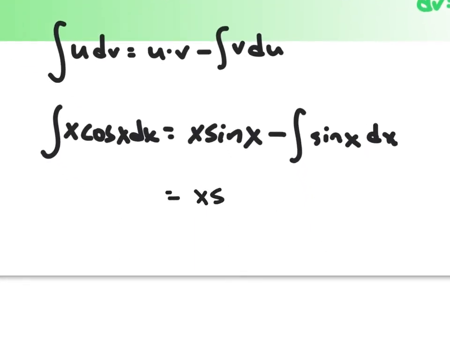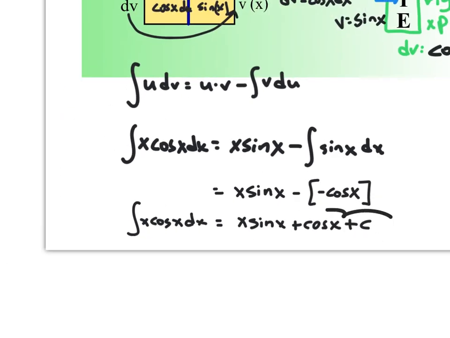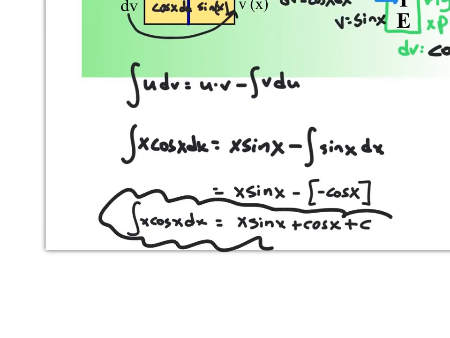So nothing changes with uv, but the integral of that would be negative cosine of x, and that would be x sine x plus cosine x. That would be our integral of x cosine of x dx. Don't forget plus c on the end. That is your first attempt at integration by parts. Let's try another.